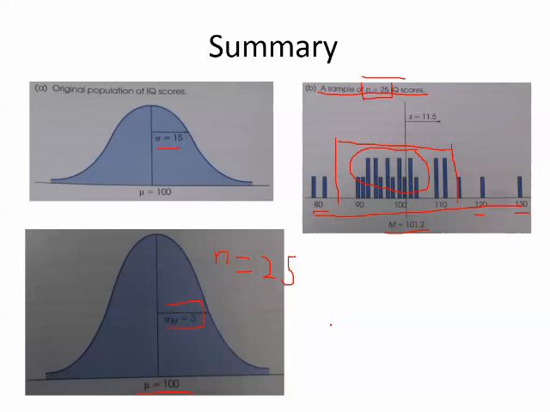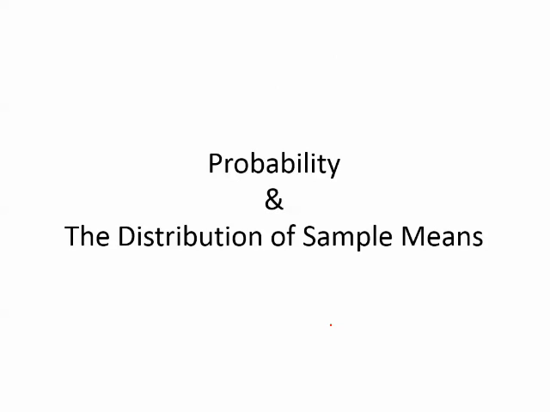So, we've gone to this point. We have this distribution. Now, because this is a known distribution, we know that it is a normal distribution. Now we can start talking about probability like we did in the last chapter. We can ask questions about what's the probability of getting a sample that is higher than this, given this particular sample size. So that's what we're going to do. We're going to look at the probability and the distribution of samples.